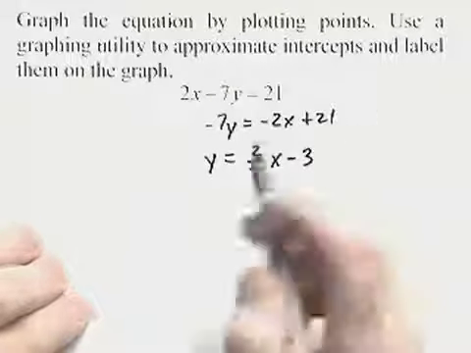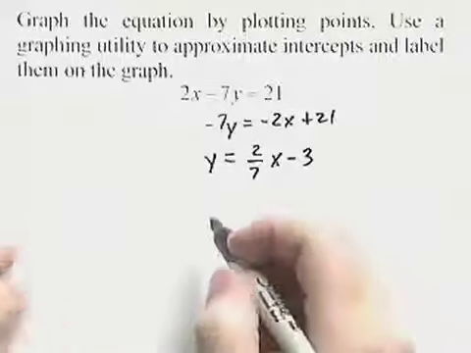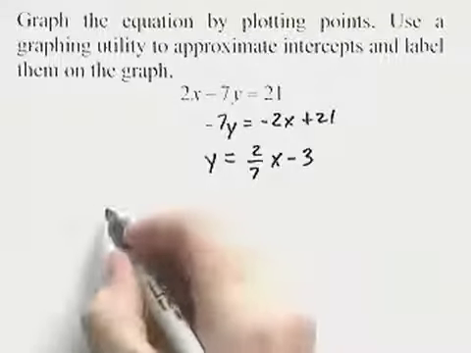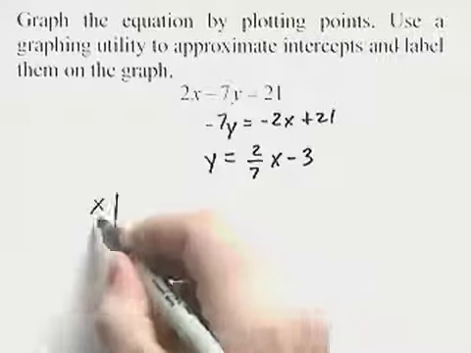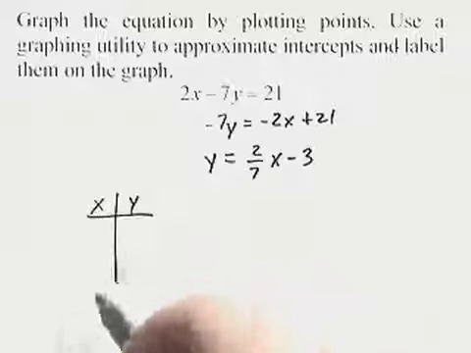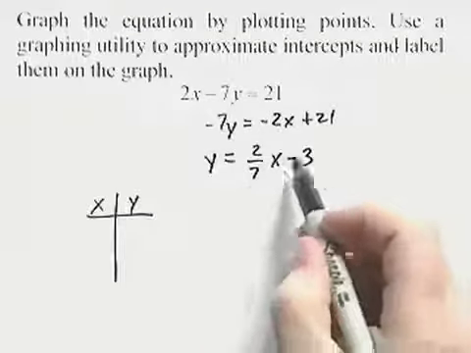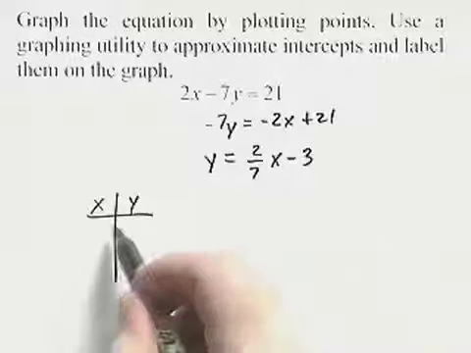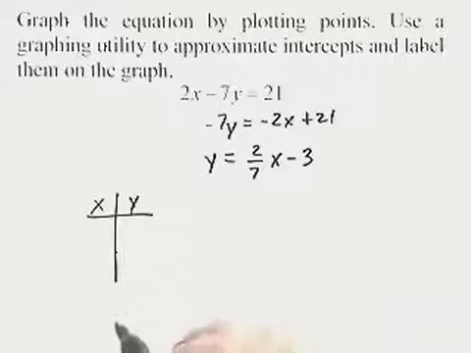To get some points to graph, we're going to make a table of values. Just need a couple of points here. So we're just going to pick a couple of values for x and evaluate this for y. Each ordered pair, x, y, then gives us a point on our graph.